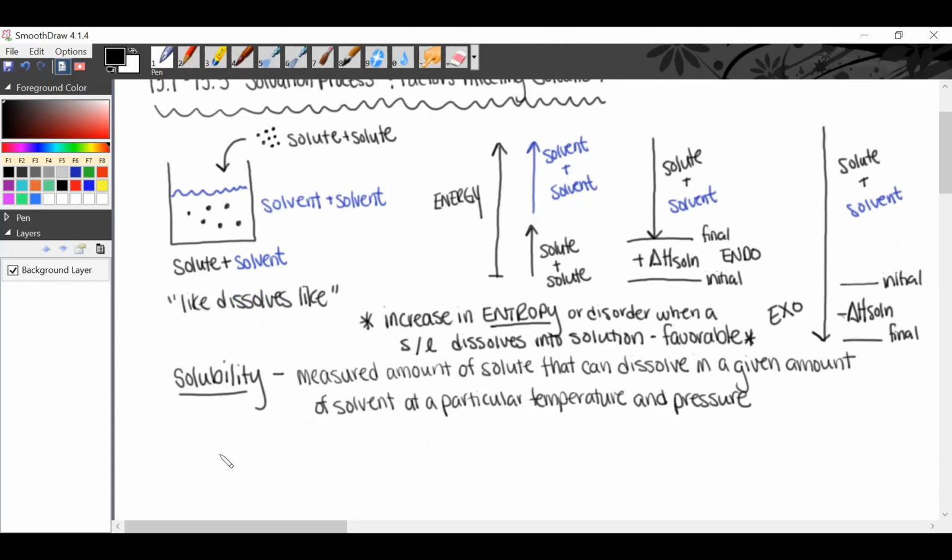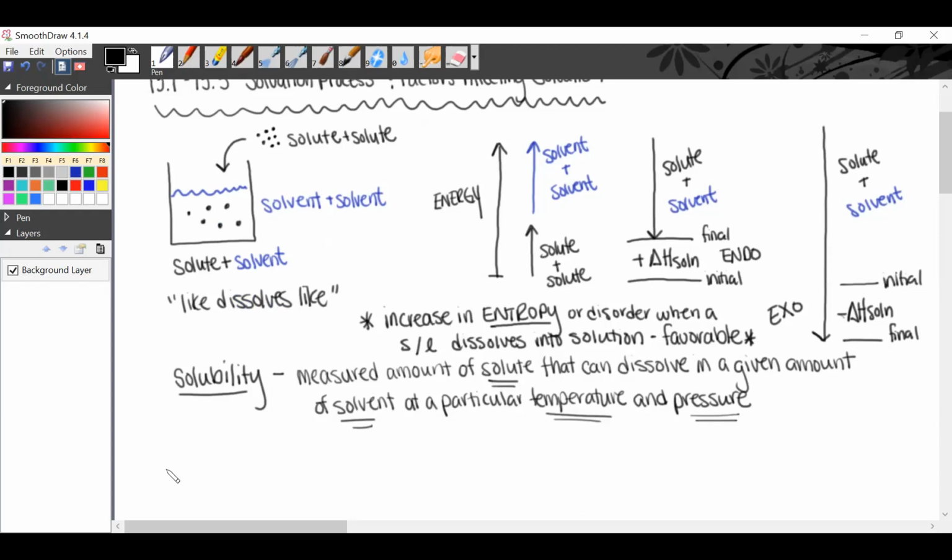Okay, so now let's talk solubility. The process that I just talked about is the solvation process. Solubility is an actual measurement of how much solute, whether solid, liquid or gas, can dissolve in a given amount of solvent at a particular temperature and pressure. So temperature and pressure both matter here.